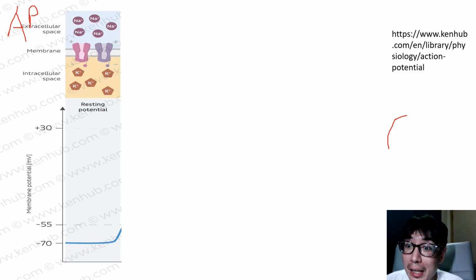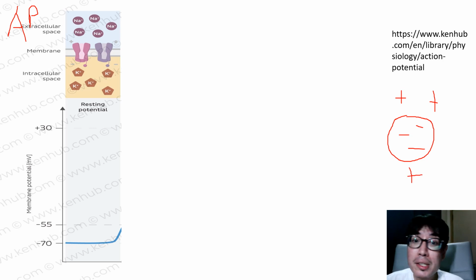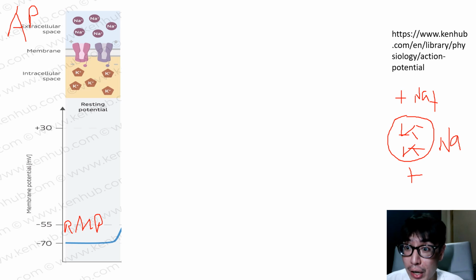First, that the interior of the cell is negatively charged compared to the exterior of the cell, which is positively charged. Second, there are more sodium ions outside of the cell, and there are more potassium ions inside of the cell. When the cell is at rest, its resting membrane potential, or RMP, which is the electrical potential difference across the cell membrane with respect to the interior, is therefore negative.